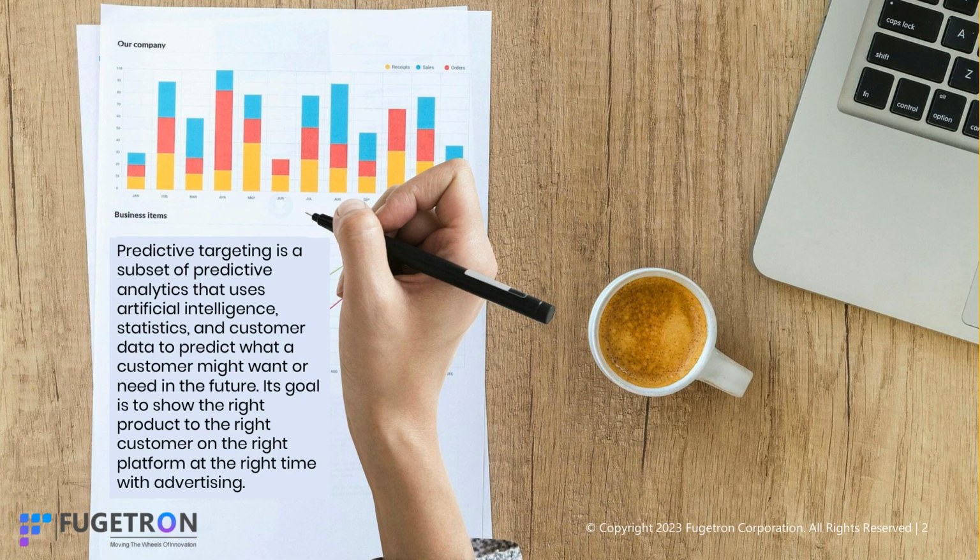Predictive targeting is a subset of predictive analytics that uses artificial intelligence, statistics, and customer data to predict what a customer might want or need in the future. Its goal is to show the right product to the right customer on the right platform at the right time with advertising.